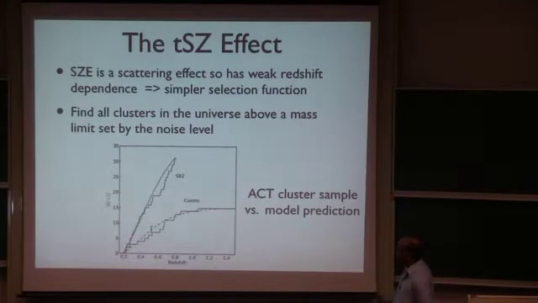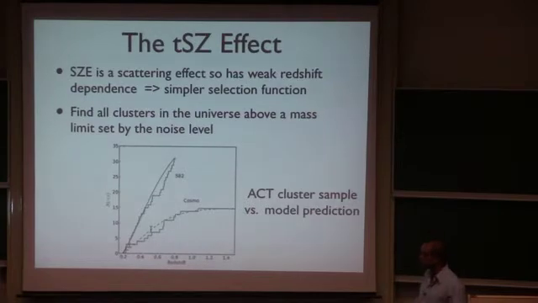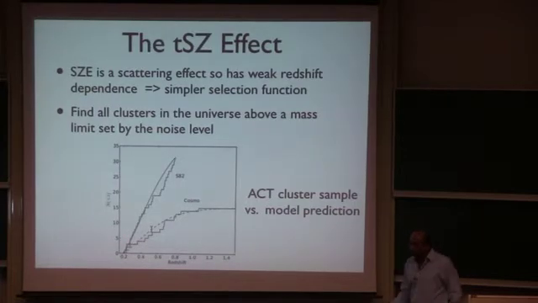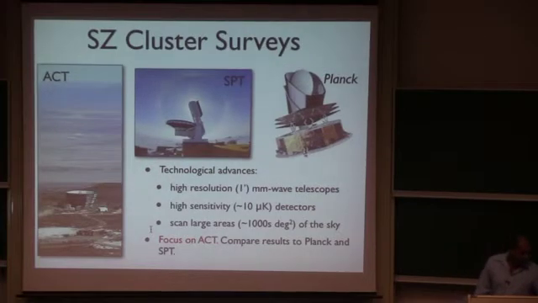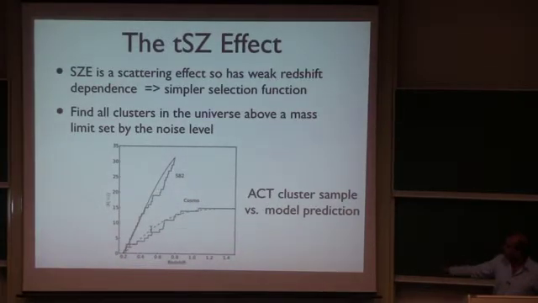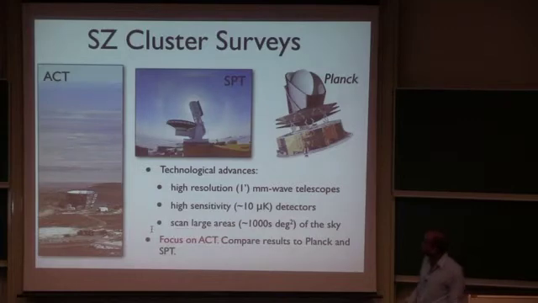So these clusters are found by setting a certain signal to noise threshold in your maps. I'll describe that shortly. And you see that they agree reasonably well. Okay, so there is hope that we understand the selection function of these SZ surveys. So what experiments or instruments are being used?